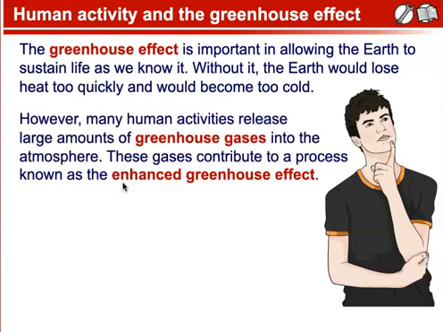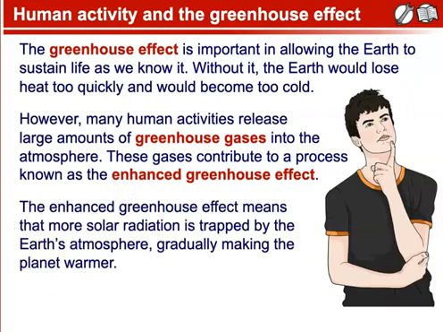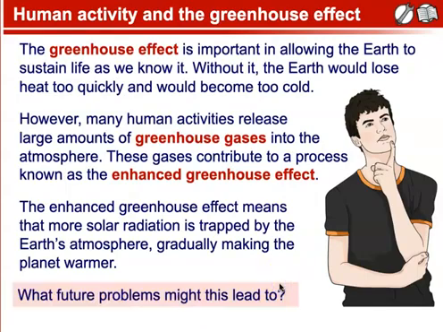However, many human activities release large amounts of greenhouse gases into the atmosphere. These gases contribute to the process known as the enhanced greenhouse effect. The enhanced greenhouse effect means that more solar radiation is trapped by the Earth's atmosphere, gradually making the planet warmer. What future problems might this lead to?